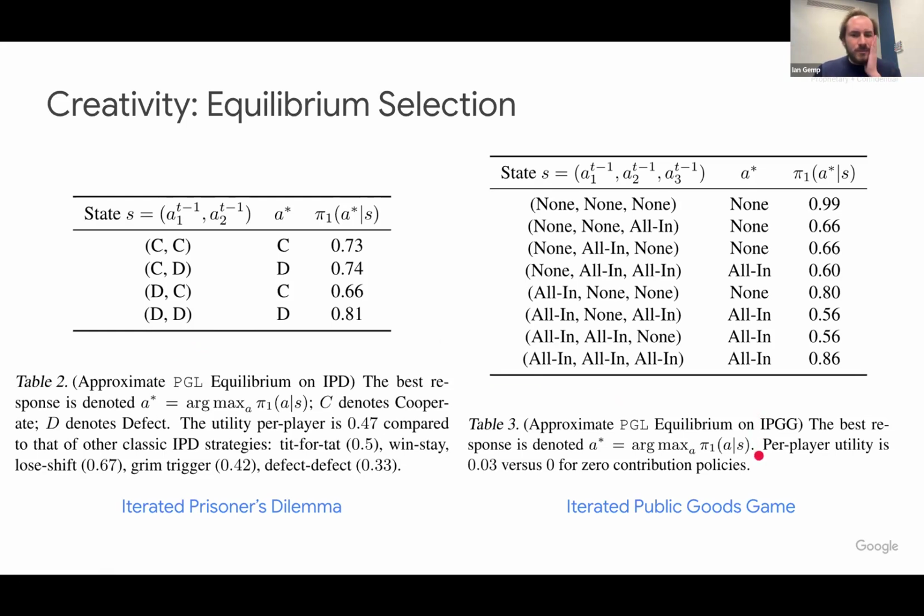I think what I said before is a lot of the other algorithms were finding zero contribution policies. But in our case, I mean, this is very small, but the learned equilibrium profile had a per player utility of 0.03. So they were at least contributing something.